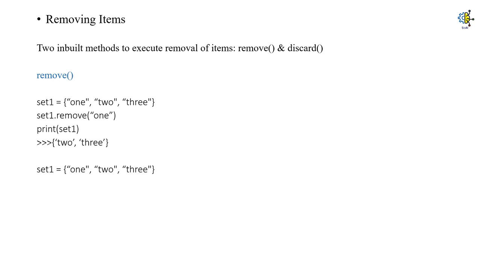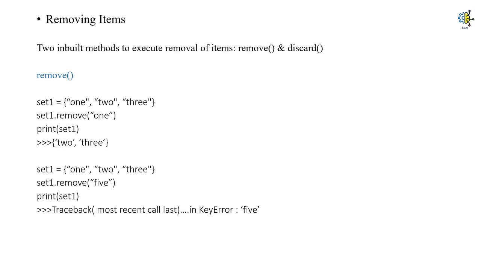Now, here we have another example for remove. So we have the set set1 whose values are 1, 2 and 3. Now, what happens if I try to remove a value which does not exist in the set? So I am saying set1.remove(5), value 5. Now if I print the value of set1, you can see that it has resulted in an error. So the remove method results in an error when a non-existent value is tried to be removed.